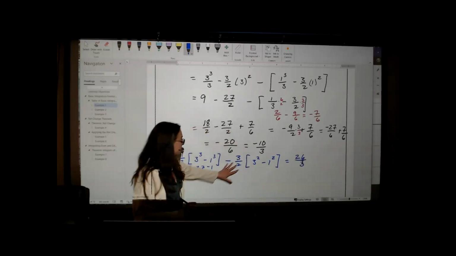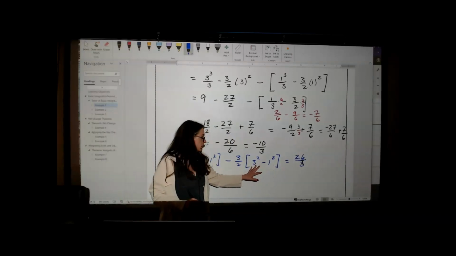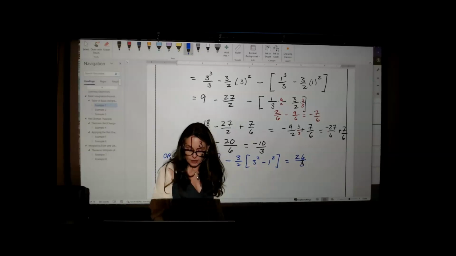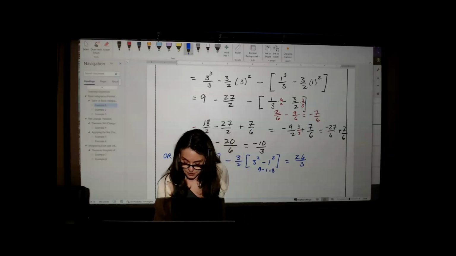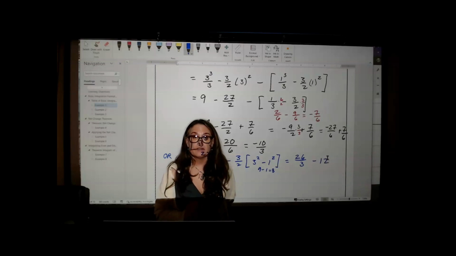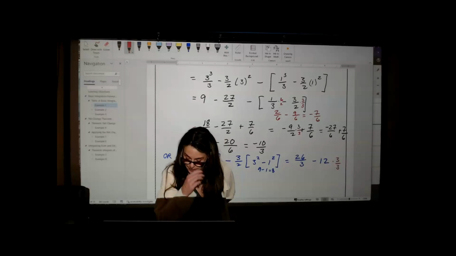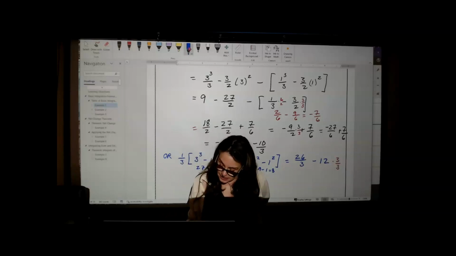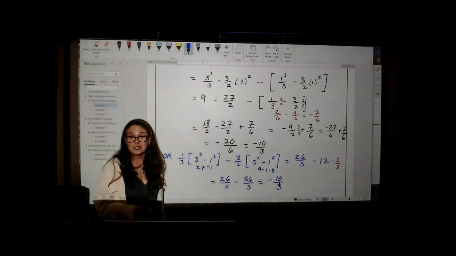Then in the second one, we factor out the minus 3/2 and then again substitute the limits of integration in place of the x squared to get 9 minus 1, or 8. The 8 divided by 2 was 4, so this gives me minus 12. Now I need a common denominator, which would be 3. So I end up with 26/3 minus 36/3, which gives me a negative 10/3. Note that I got the same solution, which I should have.